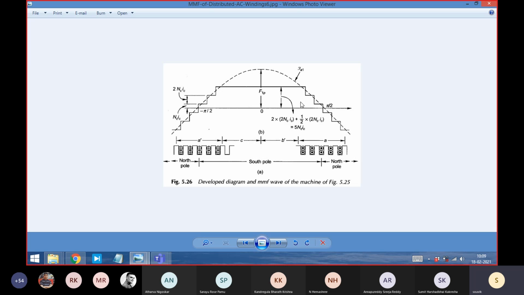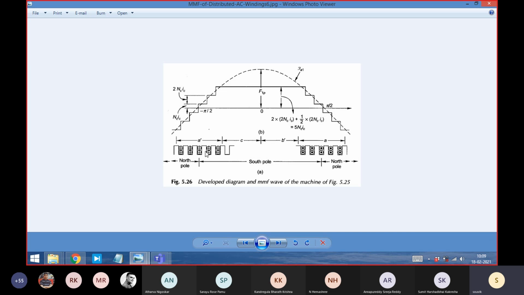At every instant there is a current. For every instant current, because the coils are distributed in space, meaning phase A coils are distributed in space, their MMFs will also be distributed in space. Its magnitude is proportional to the current passing through that coil.